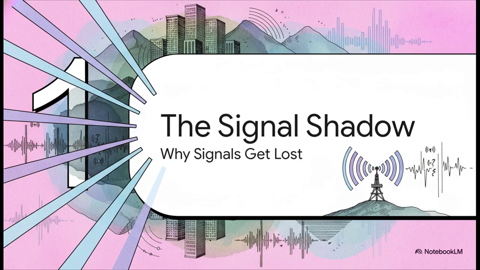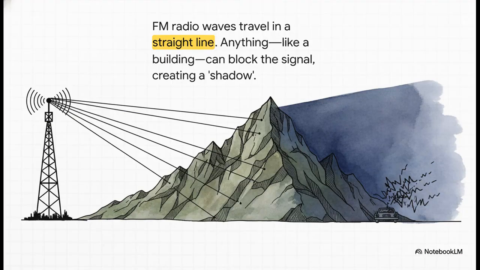What you're experiencing is something called a signal shadow, and believe me, it is a fundamental challenge for anyone trying to broadcast a radio signal. The reason is really just simple physics. FM radio waves travel in a straight line, kind of like the beam from a flashlight. So anything that gets in the way, and I mean anything, a mountain, a cluster of tall buildings, or even just the natural curve of the Earth, can physically block that signal. It creates a dead zone, a shadow, where you just can't get any reception.